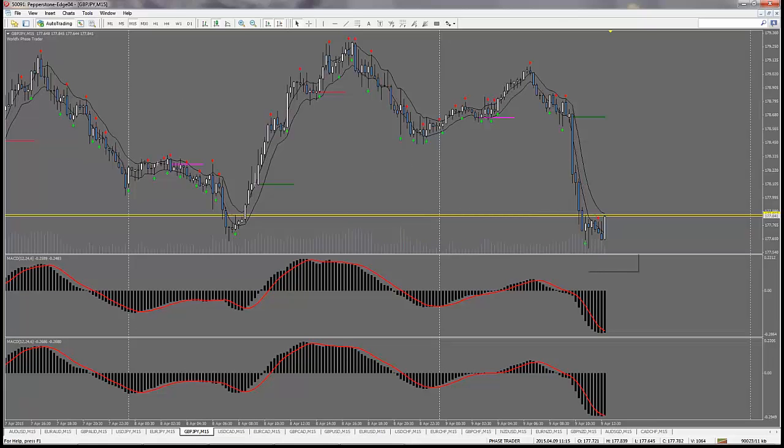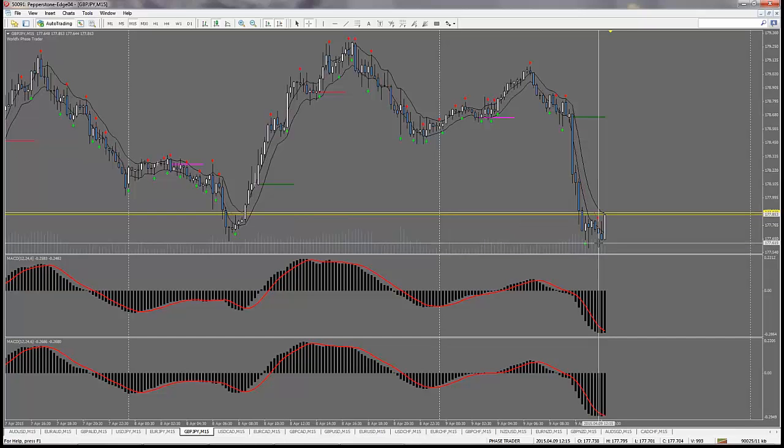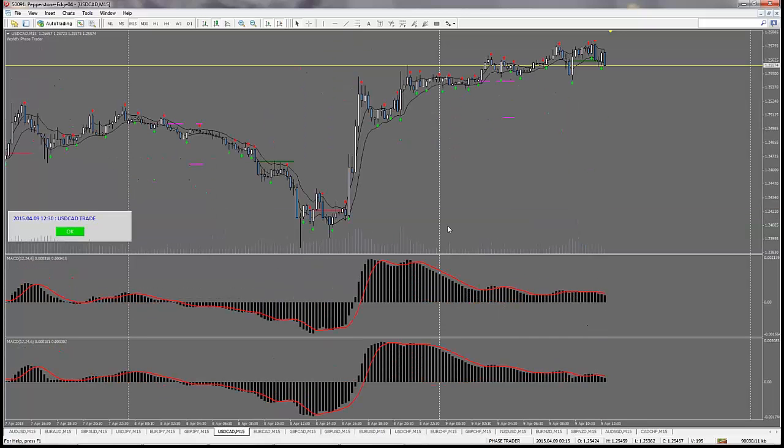Now we had this signal here a while back, but it's too long ago. Let that go altogether. EuroCAD. MACD is just giving you no hints. Look how flat it is. Let it go.